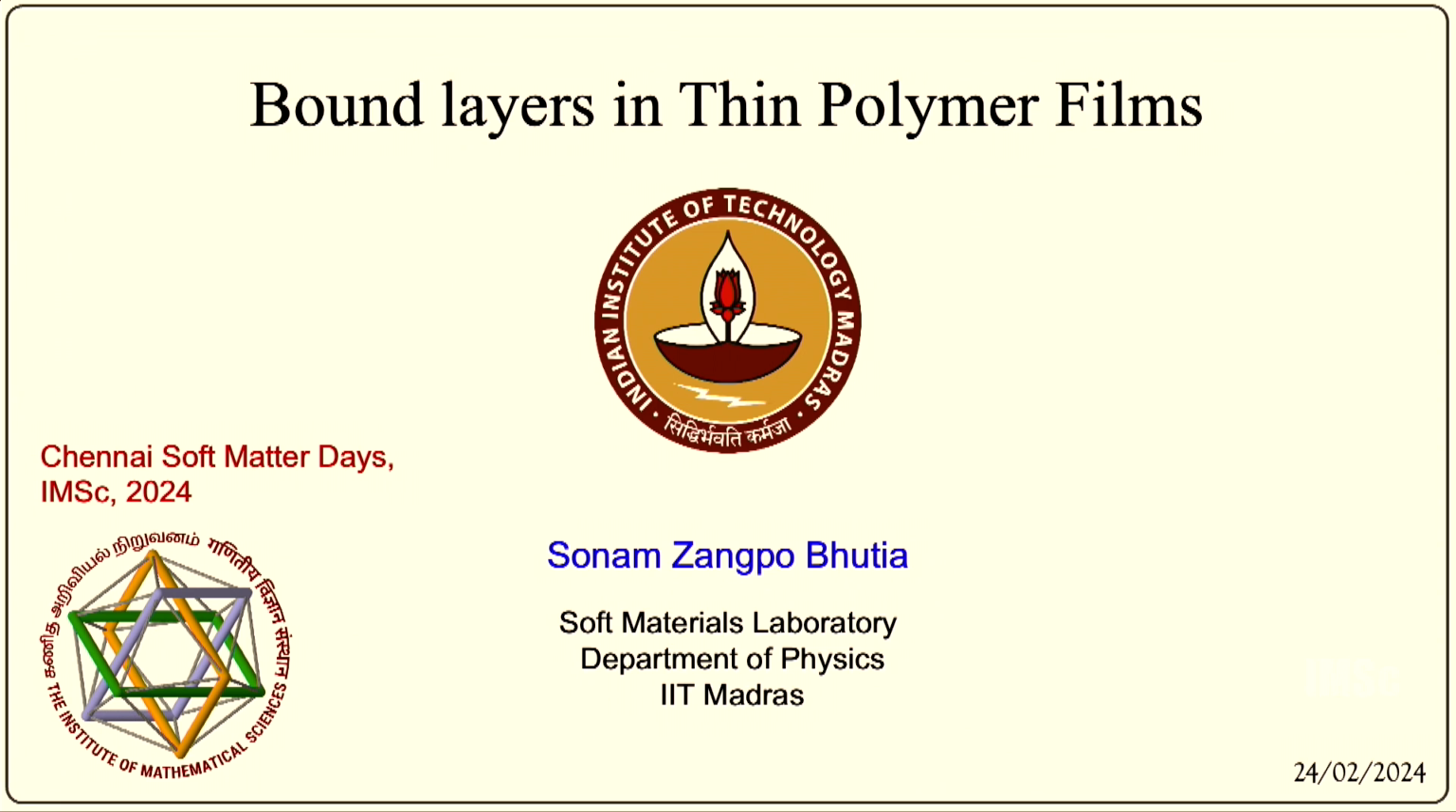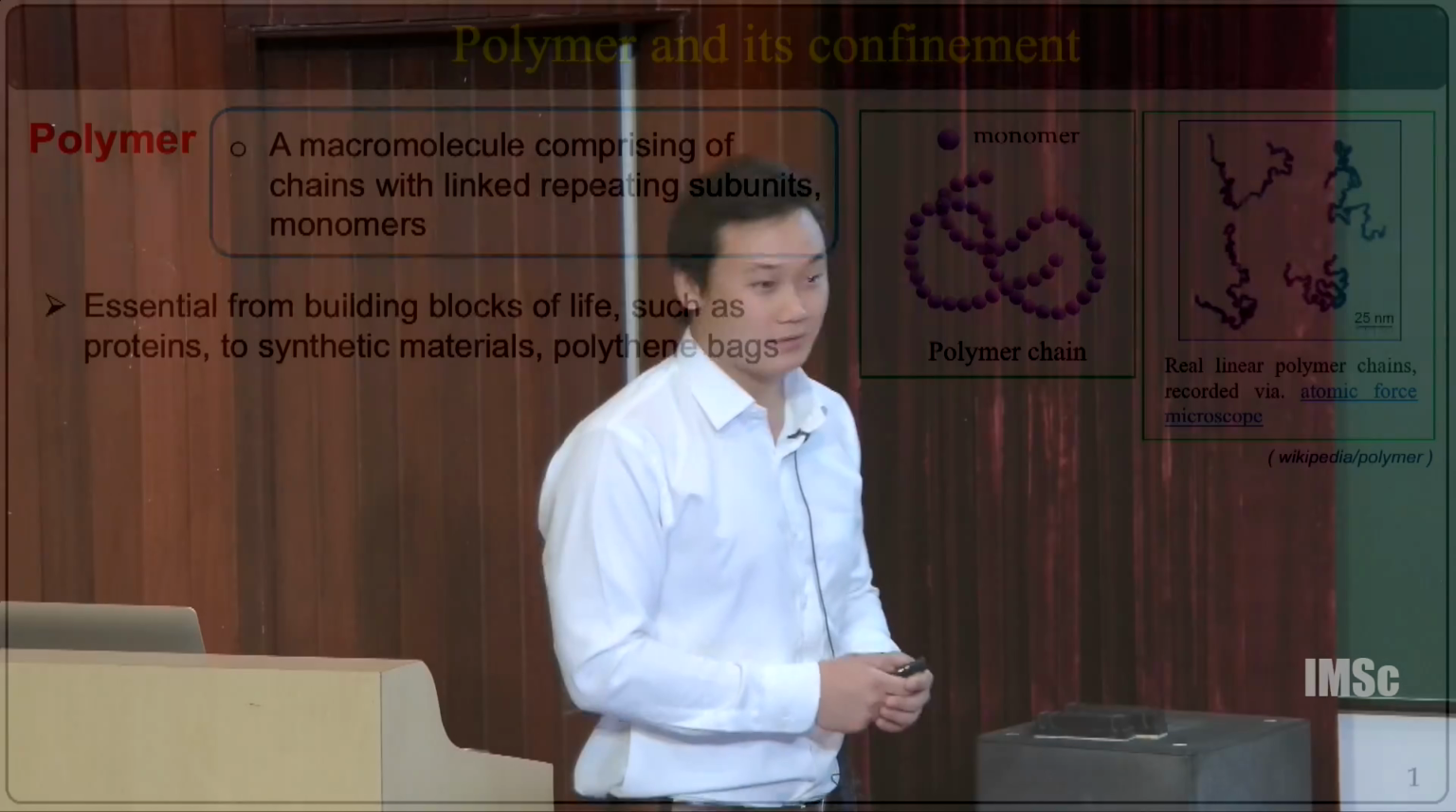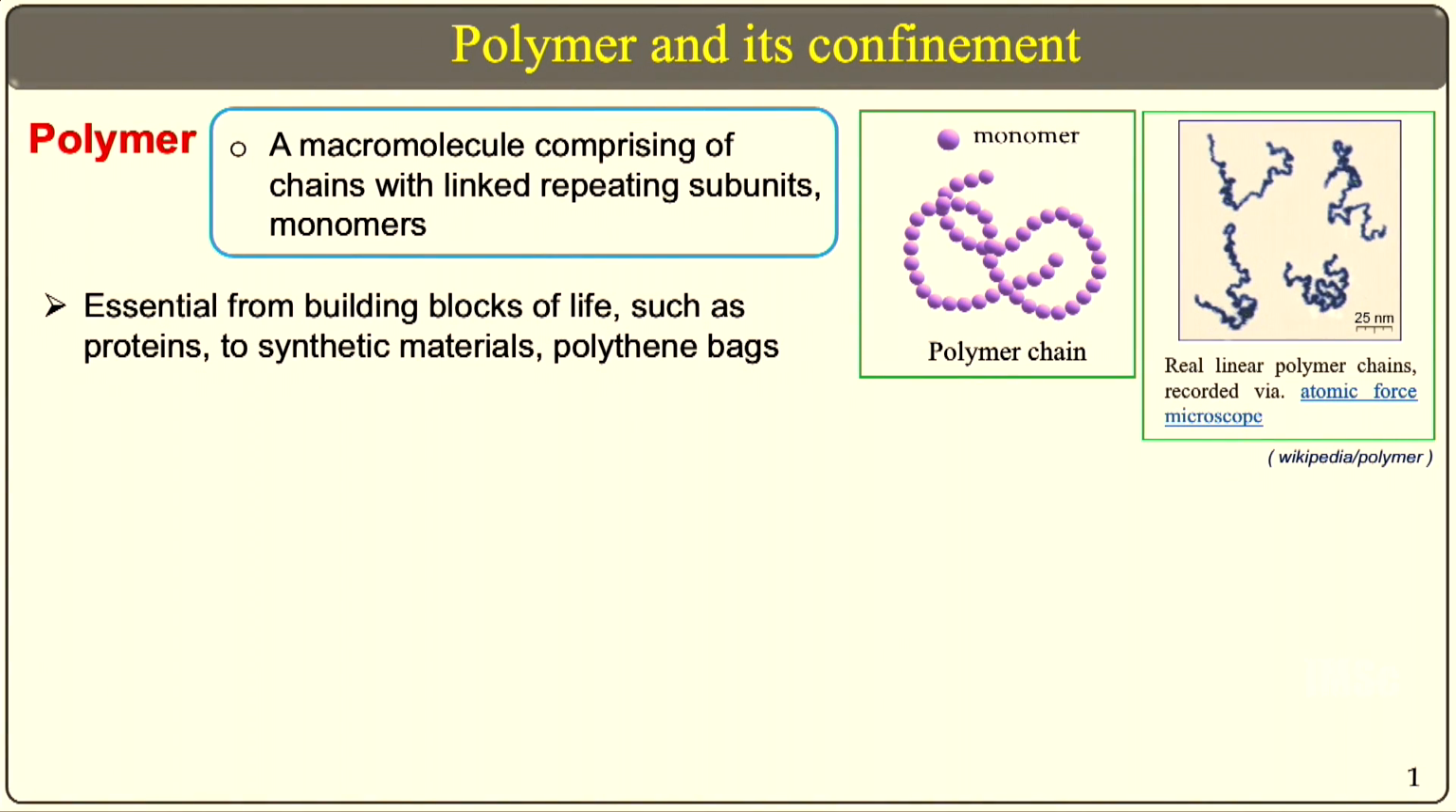So this presentation will be a little different from the rest of the talks because it's highly experimental. So let me go very slowly. I'm sure many of us are familiar with polymers. Basically, polymers are nothing but macromolecules composed of repeating subunits called monomers, which form a long chain, and this is a real linear polymer chain recorded in a liquid medium through atomic force microscopy.